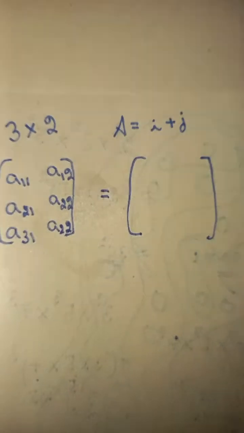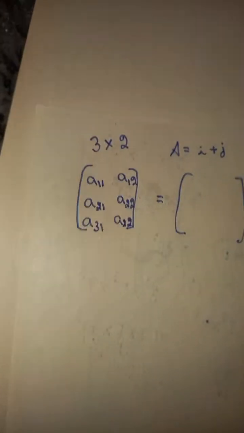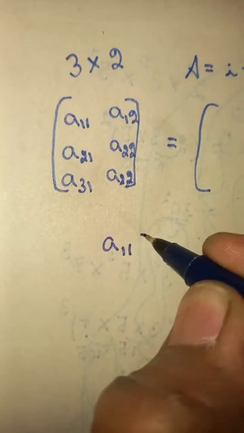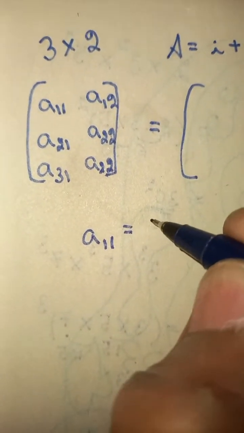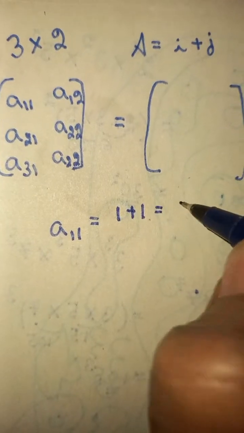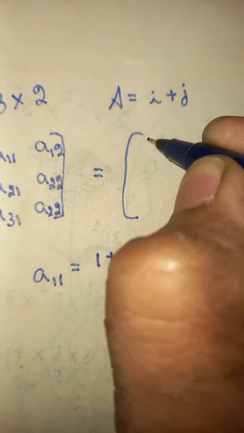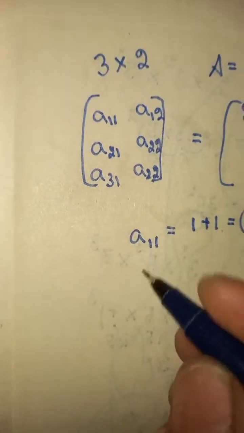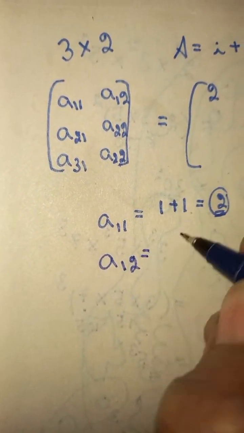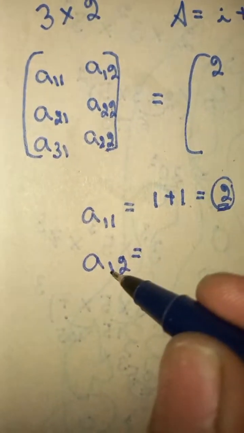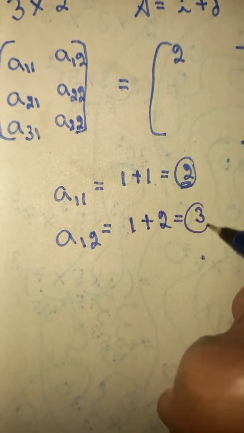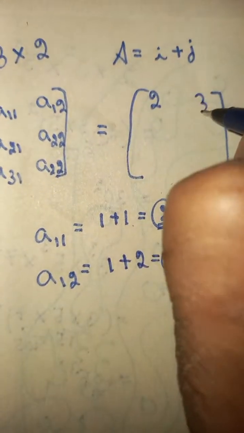Now let's find that out by that formula. They are giving that each element can be written as i plus j. So first find out each of those elements. a11 means i plus j, which means 1 plus 1, which will be equal to 2. So 2 is the first element. Now let's find out the second element, a12. Here also it is i plus j. So this is i, this is j, which will be 1 plus 2. So it becomes equal to 3. So this element is 3.